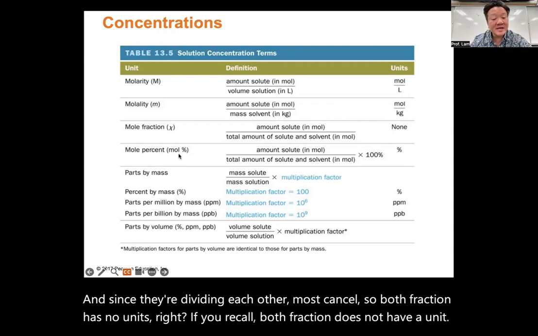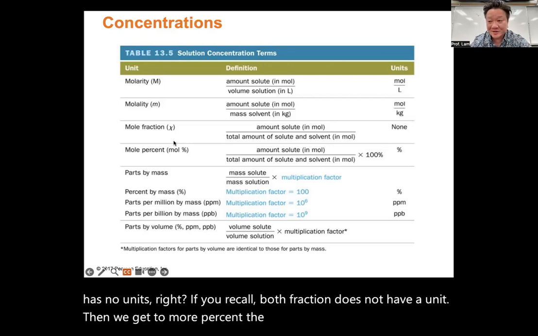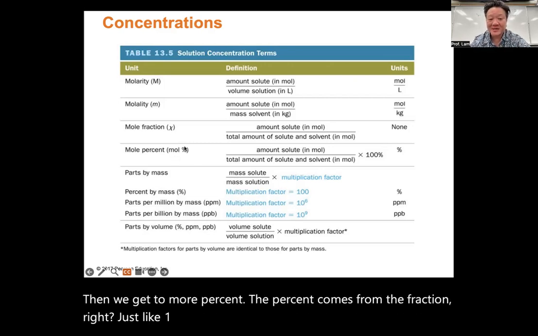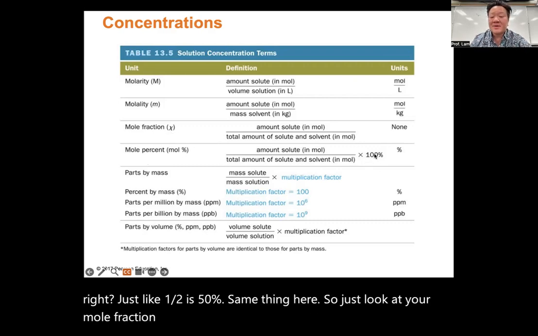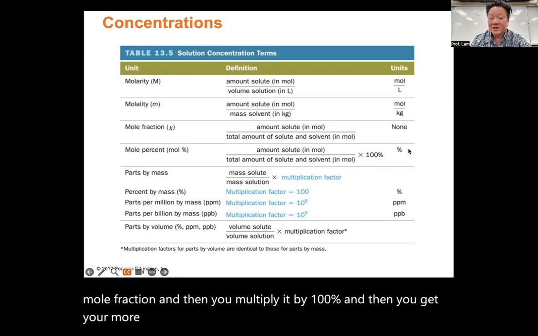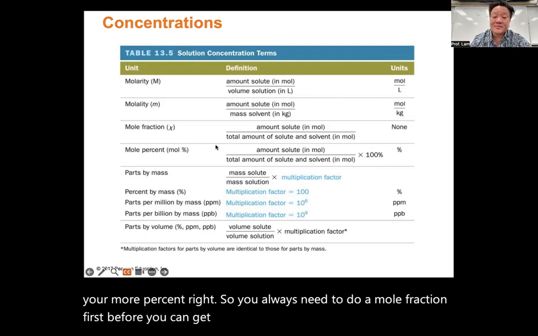Then we get to mole percent. The percent comes from the fraction, right? Just like 1/2 is 50%. Same thing here. So just look at your mole fraction, and then you multiply it by 100%, and then you get your mole percent, okay? So you'll always need to do a mole fraction first before you can get to a mole percent. Alrighty?